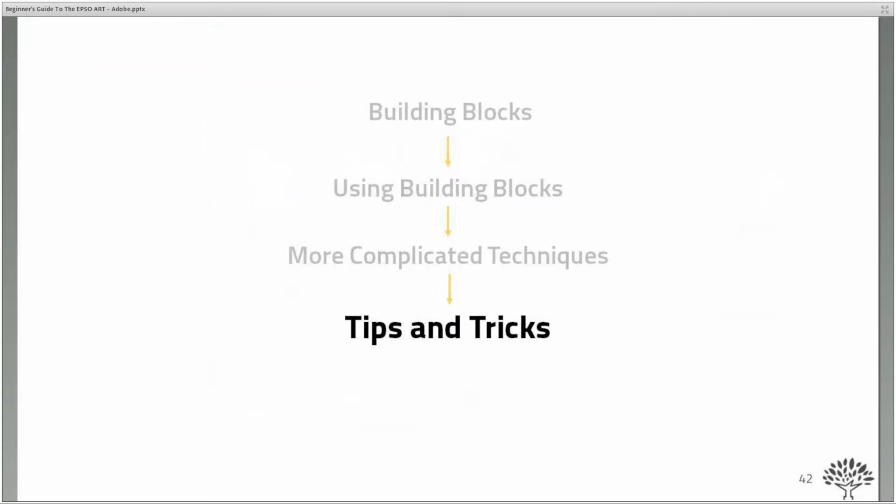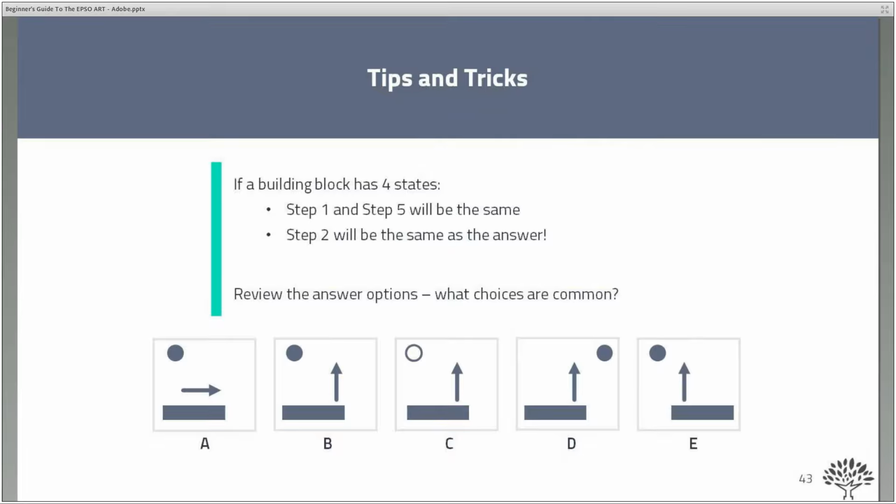Now finally, I want to cover some tips and tricks that are not so much related to the building blocks. So the building blocks are a very, very important tool, but there are other ways to approach these questions. Firstly, I say no building blocks, and immediately I talk about building blocks. If a building block has 4 states, then it's going to help clue you into the answer. So an example, if you notice an arrow is rotating clockwise, it's pointing up, then right, then down, left, then up, then right, then down, then left. You can see that this is occurring.